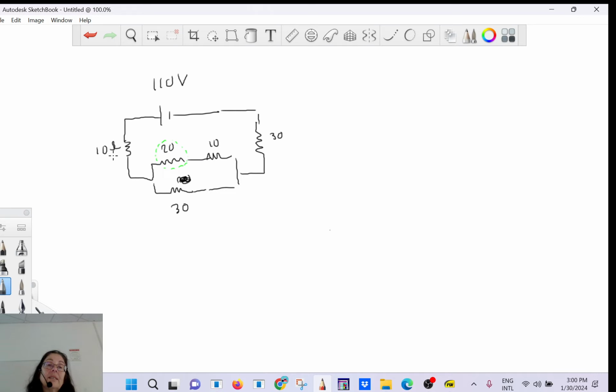Okay, so you take that 10 here, and then 2 and 10 is 20, and 10 is 30. 30 and 30 is 15, so it's 10, 15, and 30, right? So now let's find, so I have 10 here. That 10 could be next to the 40, okay? We don't care.